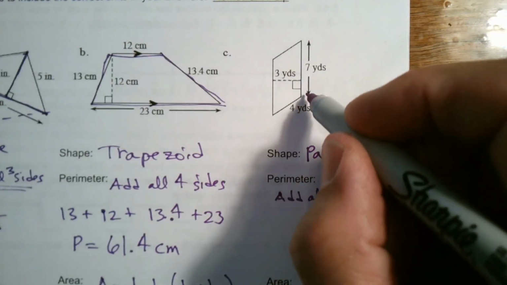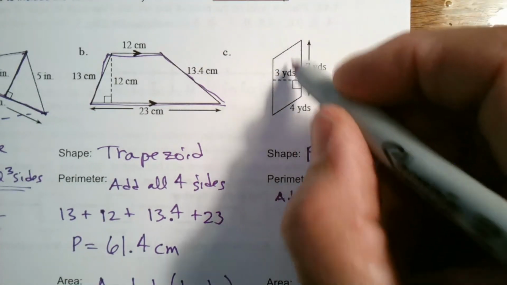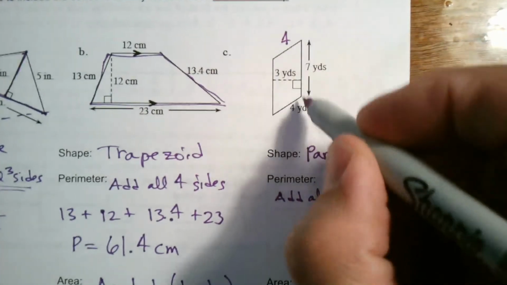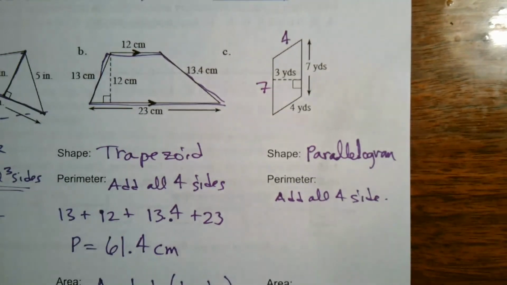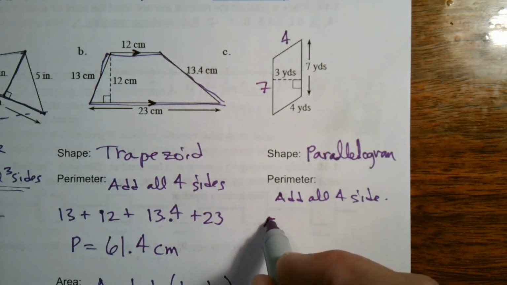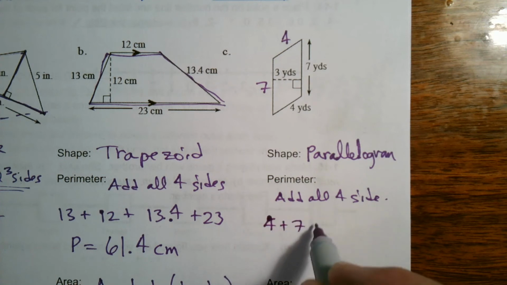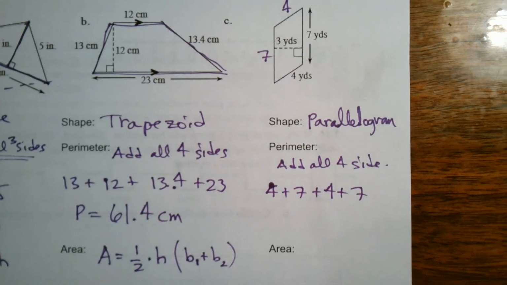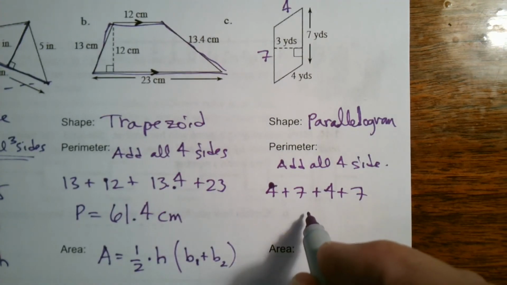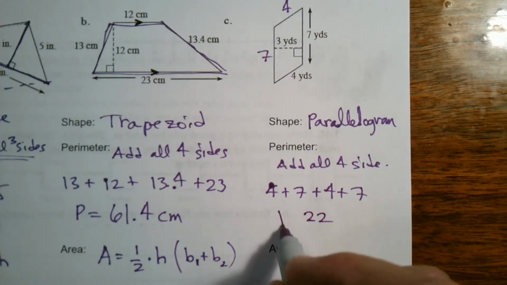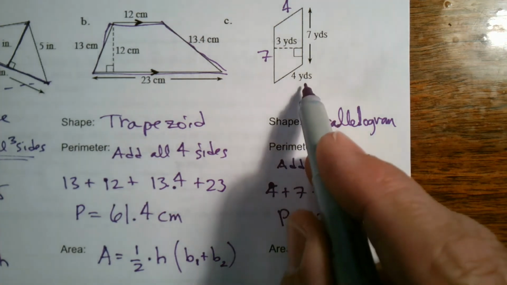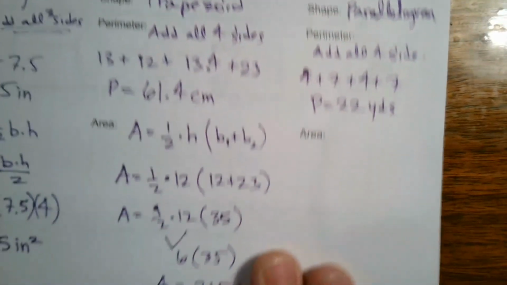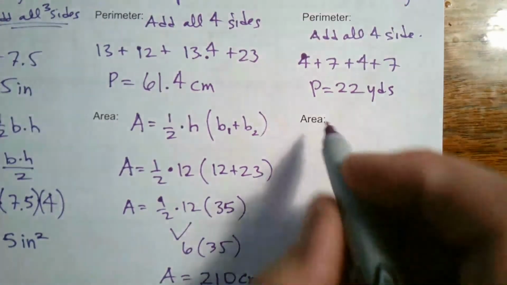So this is 4, this is 7. So what is it over here? Well, opposite sides of a parallelogram are equal. So if that's 4, that's 4. And this is 7, so therefore over here is 7. Right? So for the parallelogram, you would just say it's the 4 plus the 7 plus the 4 plus the 7. So when I add all that up, I should end up with, is that 22? So the perimeter is 22, and we're dealing with yards. So 22 yards. Last one, area of a parallelogram.